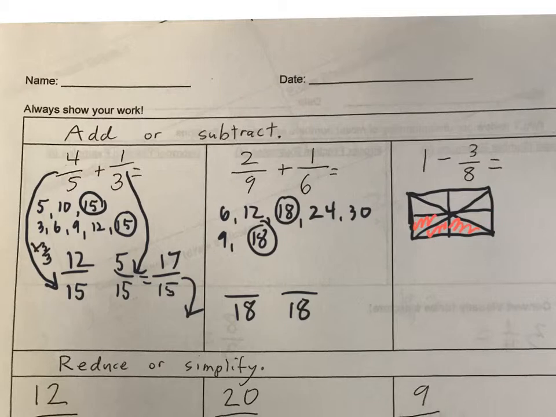Simple. But if you want to do it with calculations, you have to convert 1 into something that will subtract easily, and 1 whole is the same as 8/8. So 8/8 minus 3/8 equals 5/8, which you can see in the picture as well.